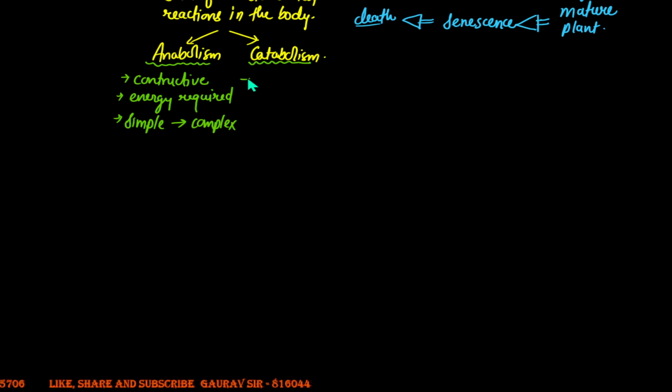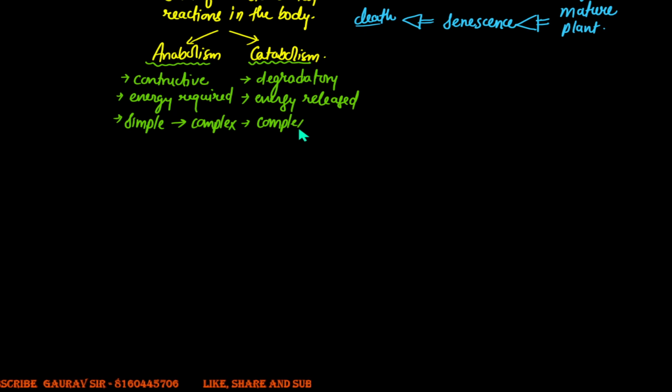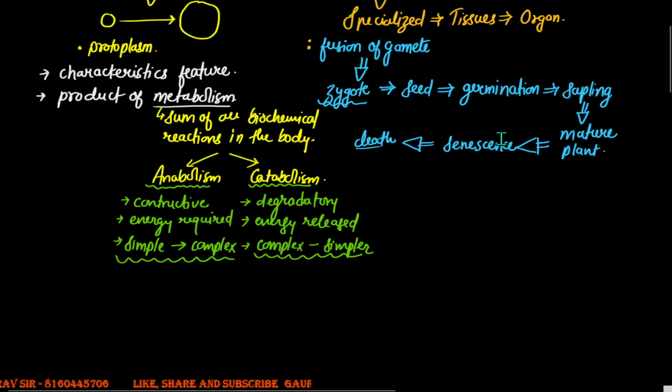And a catabolic reaction is considered a degradatory reaction. Okay, it is a degradatory reaction, and during this, energy is released. Energy is released in catabolism, and in the course of the catabolic reaction, you find complex substances are converted into simpler forms, right?